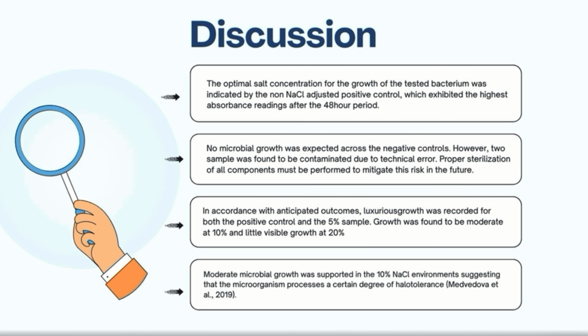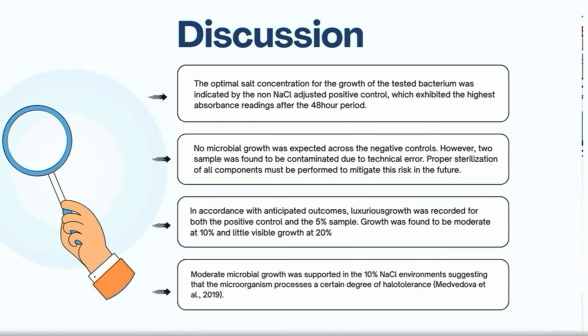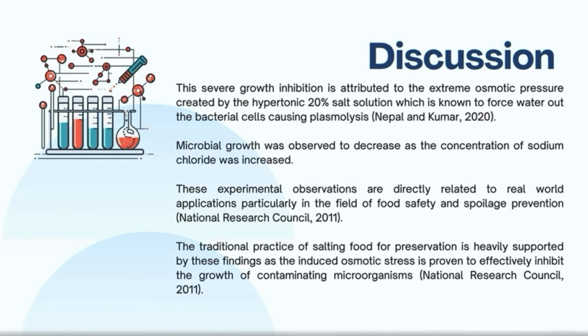In accordance with anticipated outcomes, luxuriant growth was recorded for both the positive control and the 5% sample. Growth was found to be moderate at 10% and little visible growth at 20%. Moderate microbial growth was supported in the 10% NaCl environment, suggesting that the microorganism possesses a certain degree of halotolerance. In discussion, this severe growth inhibition is attributed to the extreme osmotic pressure created by the hypertonic 20% salt solution, which is known to force water out of the bacterial cells, causing plasmolysis.